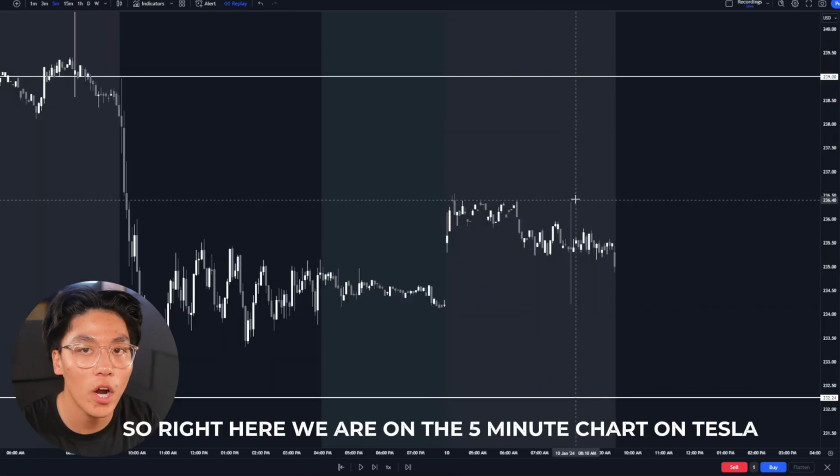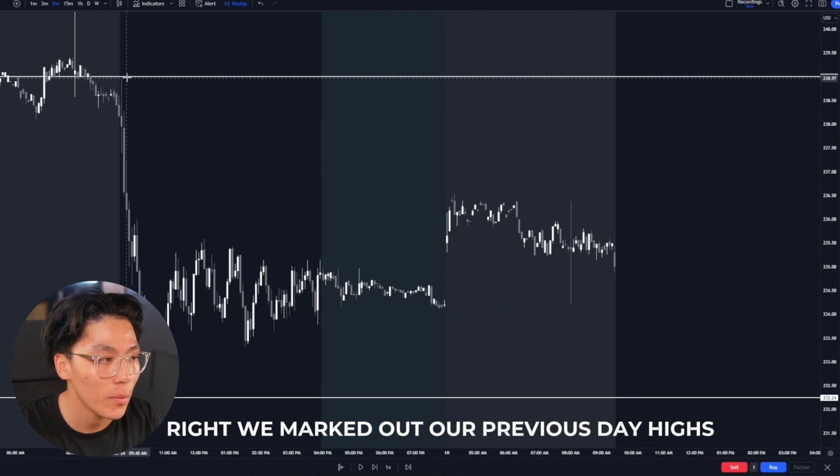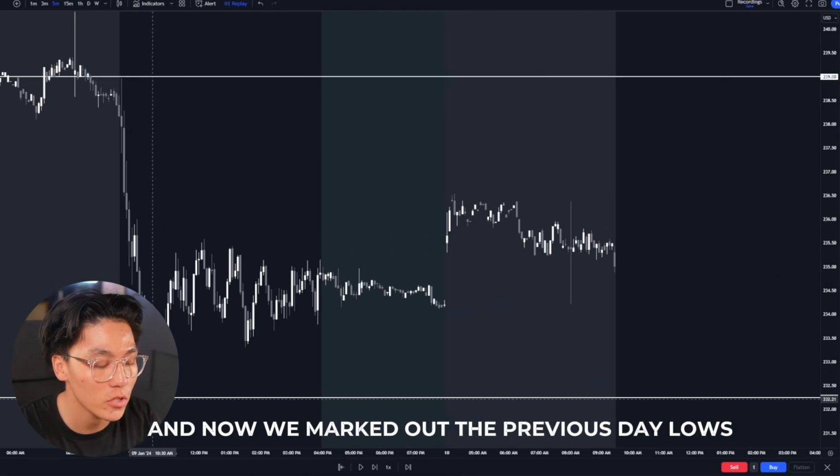Right here, we are on the 5-minute chart on Tesla, right? We marked out our previous day highs, and now we marked out the previous day lows.